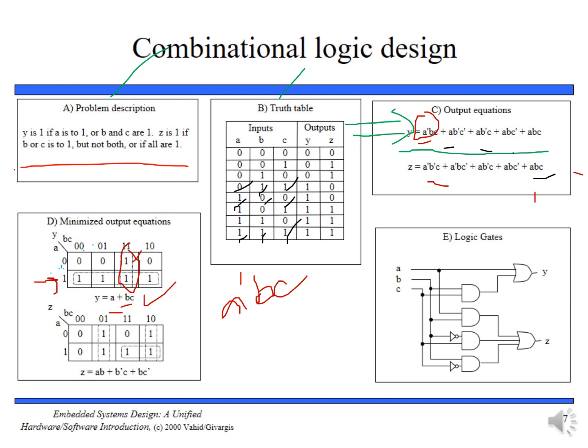For example, ABC is 1 1 1, so this 1 1 1, this one. Now writing the rest of these. What is common here? We have B bar C. What is common here? We have B C bar. And what is common here? We have A, because this is A, and common is B. So AB.